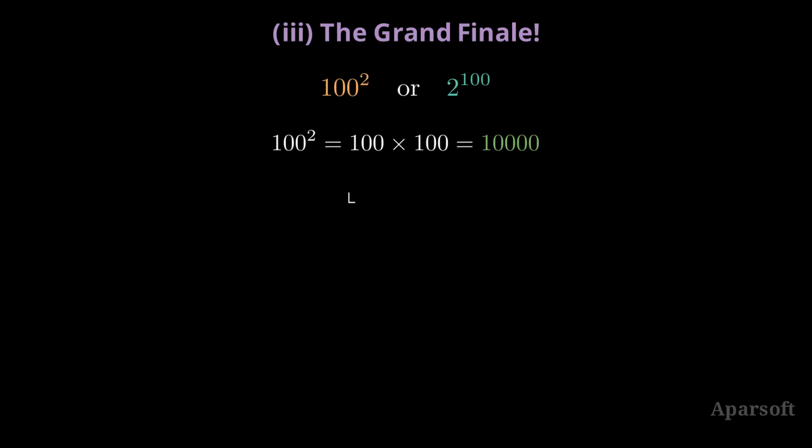Now for the grand finale. 100 squared versus 2 to the 100th power. 100 squared is 100 times 100, which is 10,000. That is a big number. But what about 2 to the 100th power? We cannot write out 100 2's, so how do we figure this out? Let us use our doubling chain.